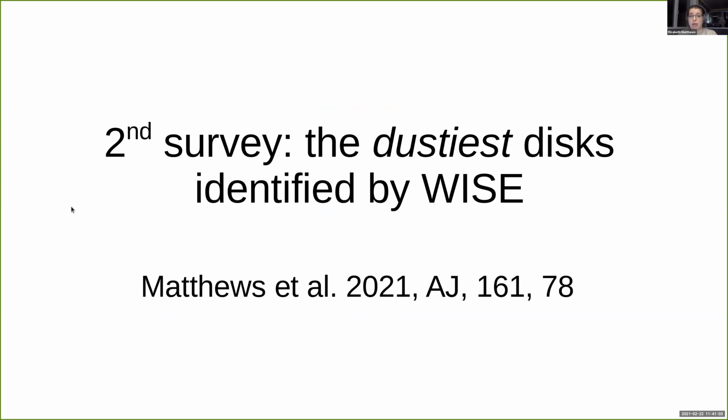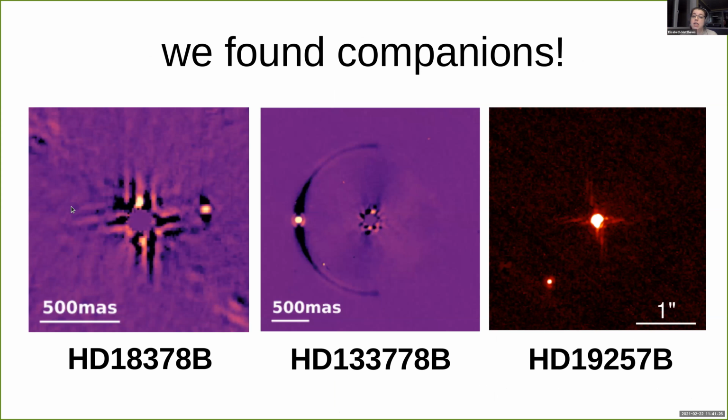I now want to move on and discuss another survey that I just recently had published. In this survey, we were thinking specifically about disks with really, really high volumes of dust. In this case, we don't have constraints on the structure. We just know that the disks are really, really dusty. They have a huge infrared excess as measured by the WISE mission. And in this case, we looked at 20 stars and we did find some companions. And these are images of the 3 companions that we detected.